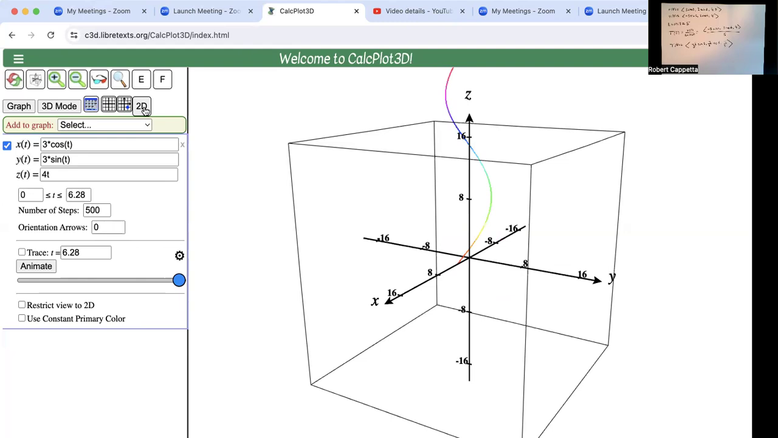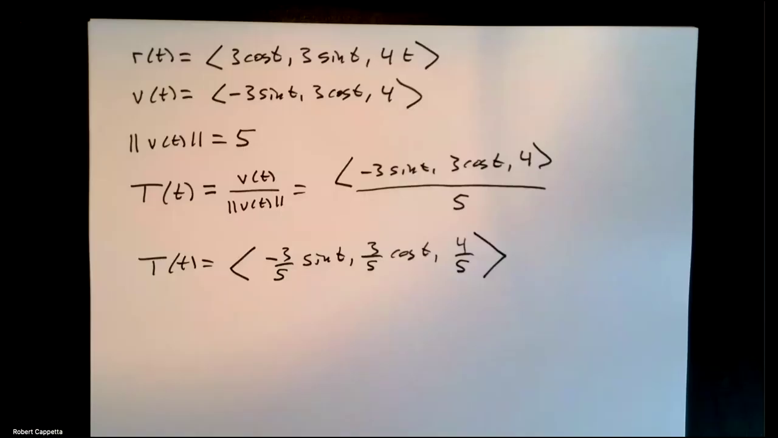So what about T of 0? What do we expect T of 0 to be? It's got to be a vector of length 1 in the direction of the velocity. But I have my formula here, so let's take a look. What will T of 0 be?